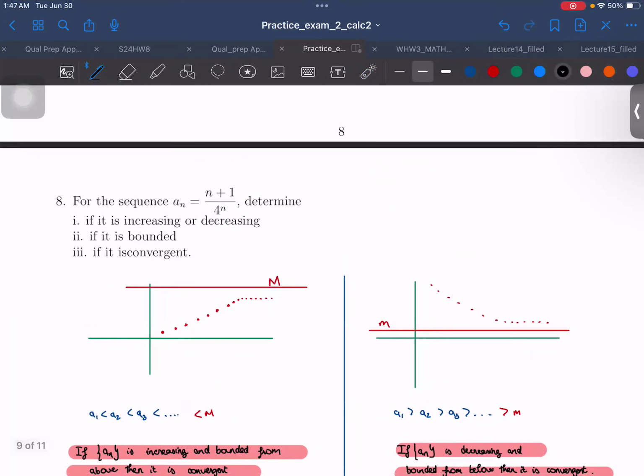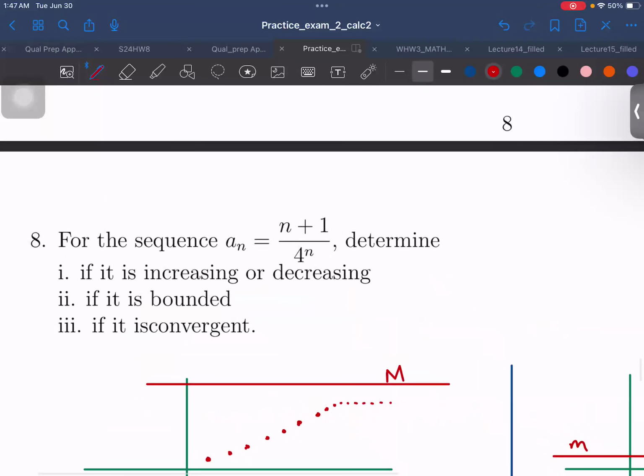Let me recall a little bit about the definition. If you have an increasing sequence, that means your sequence keeps getting bigger and bigger over time. That means the previous element should be less than the next element. If you have a decreasing sequence, that means the elements in your sequence get smaller and smaller over time. So that means the previous element should be larger than the next element.